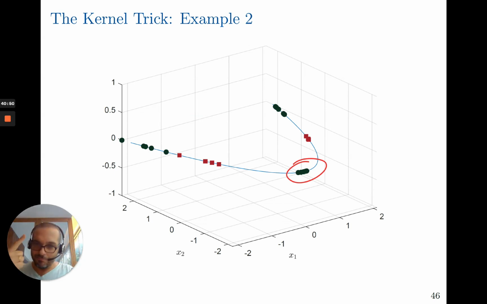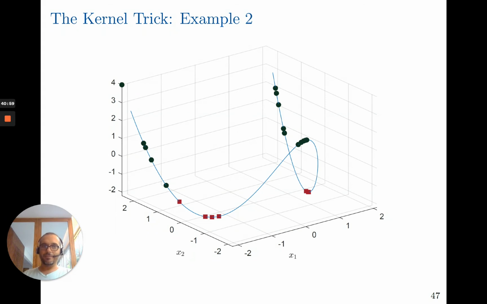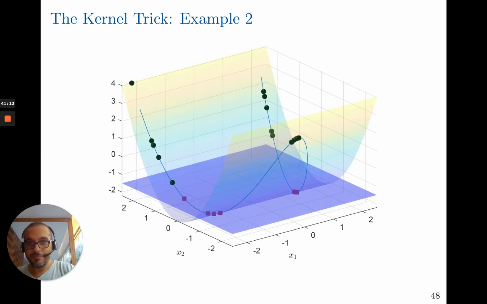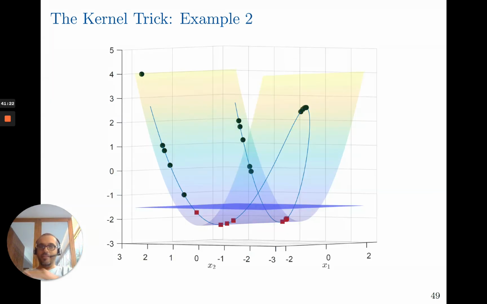So we need one dimension more. We are going to transform this into that, and now in this three-dimensional space, we have the green points on the top, and again, the red points on the bottom. And voila, we have the separating hyperplane. So we have this hyperplane that's perfectly separating the reds from the greens.